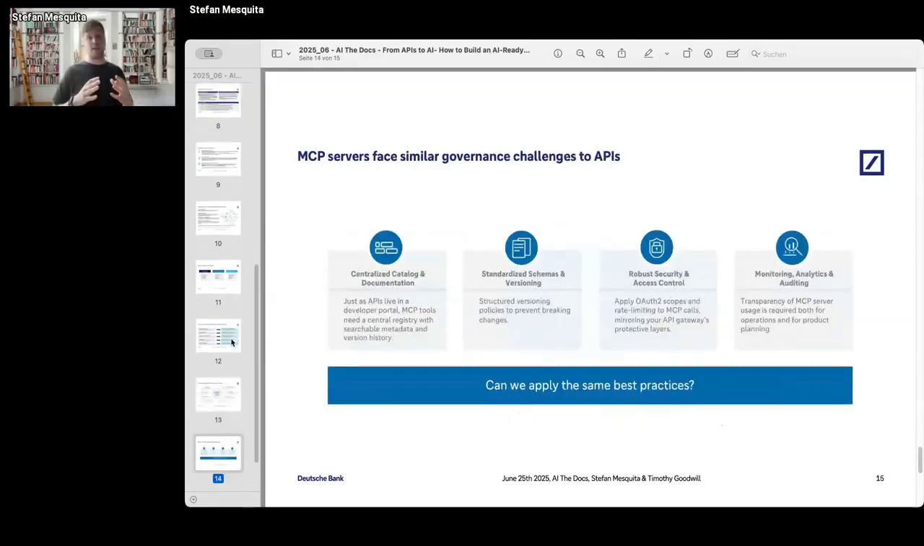And we see similar challenges for MCP servers. Centralized documentation, a catalog of the MCP servers, standardized schemas and versioning, security. We talked a lot about security today, and monitoring the usage of the MCP servers. So I would like to end this talk with the question: if we are facing similar challenges, can we apply the same best practices to both MCP and APIs? Thank you very much.